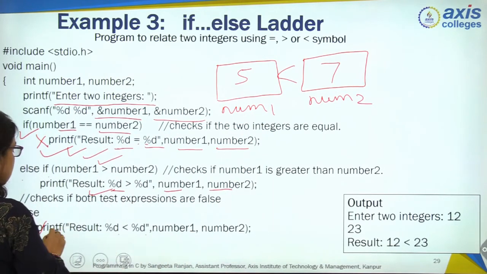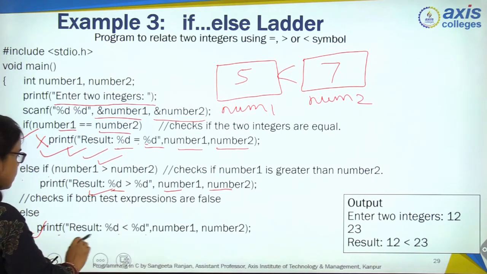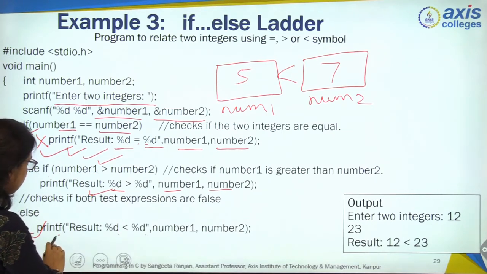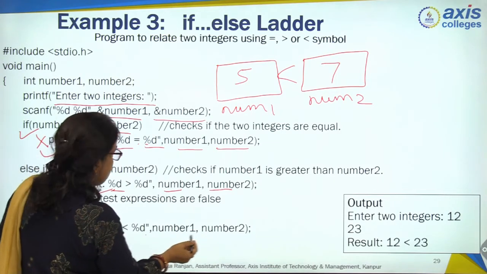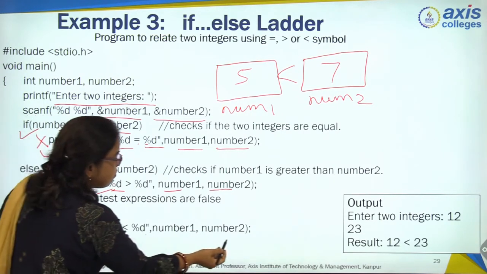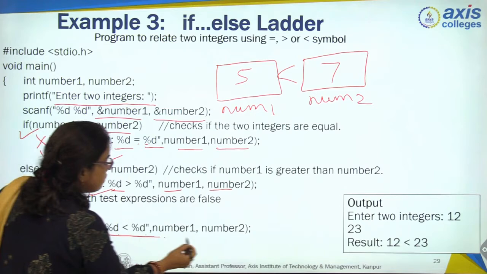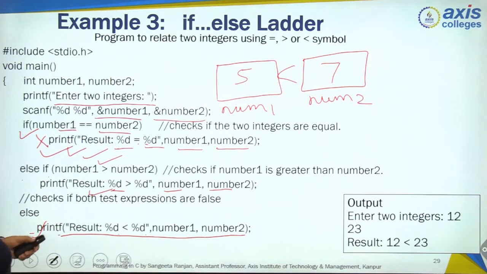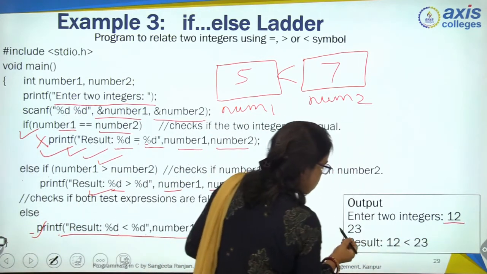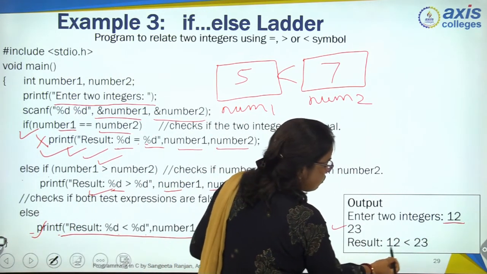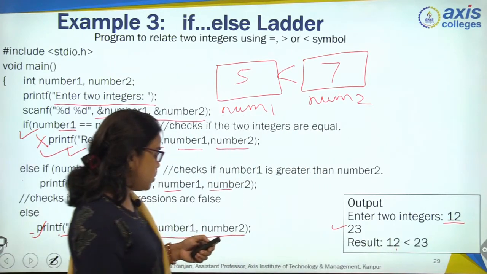Then only one statement is here, the else part. Printf result number 1 is less than number 2, this line will be printed. In this way this program will execute. Here is the output. I have given here number 12 and 23. The result is 12 is less than 23.